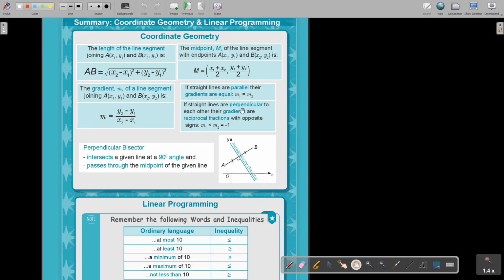So that will be, say, y equals mx plus c, the equation of a straight line. So those m values will be equal. And if they are perpendicular to each other, their gradients are reciprocal fractions with opposite signs. So if the one is positive 2, then the other one will be negative a half. If the one is negative a quarter, the other one will be positive 4. Just keep this in mind. Let's go back.